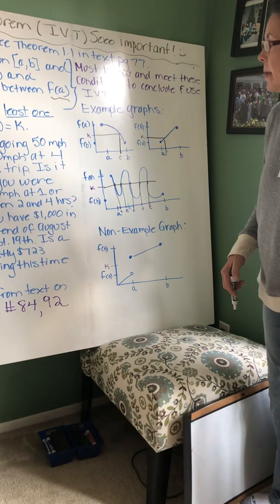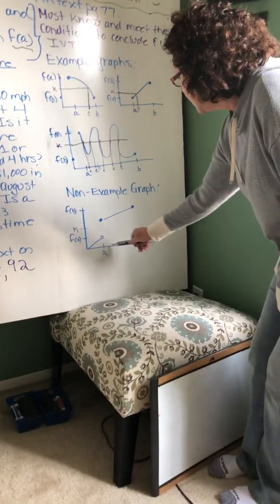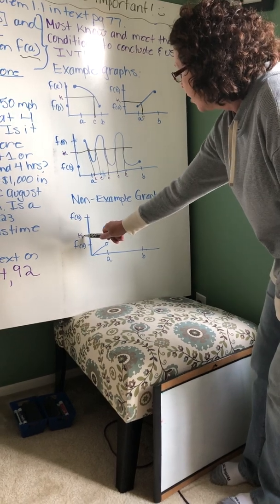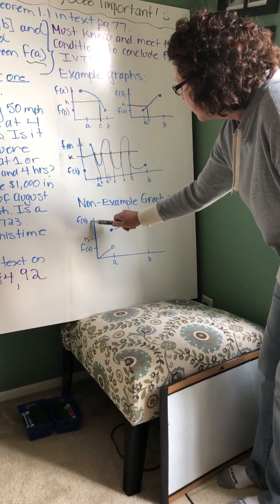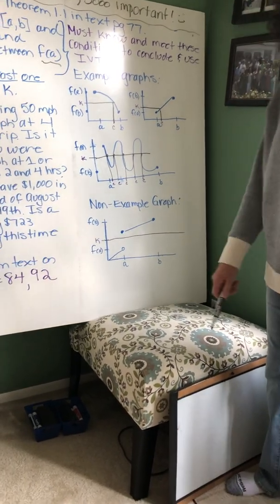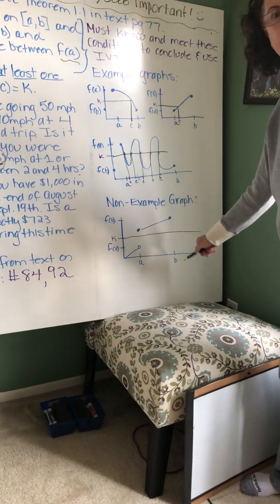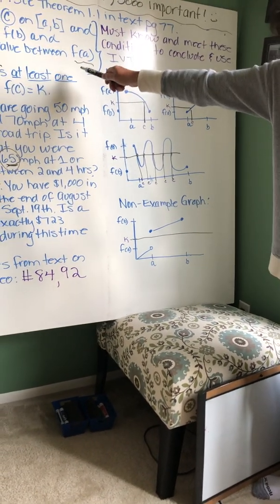So watch what happens. Is it guaranteed that there's at least one x equals c in between a and b where there's a y value of k? There's not. Take a look. Here's f of a, f of b. Here's k. Look at that. There's no x value where that k happens. It wasn't guaranteed because the conditions were not met.